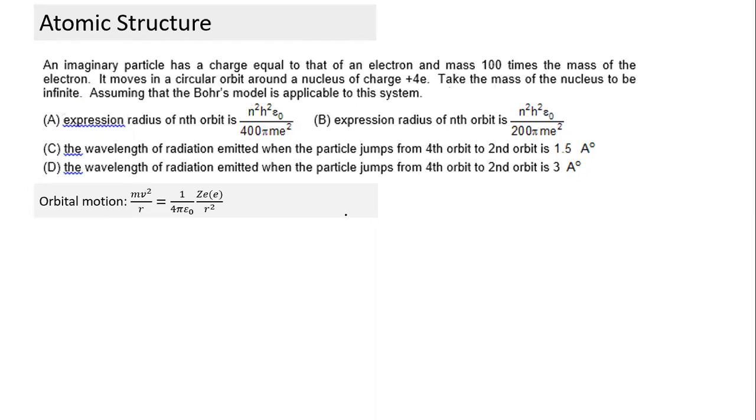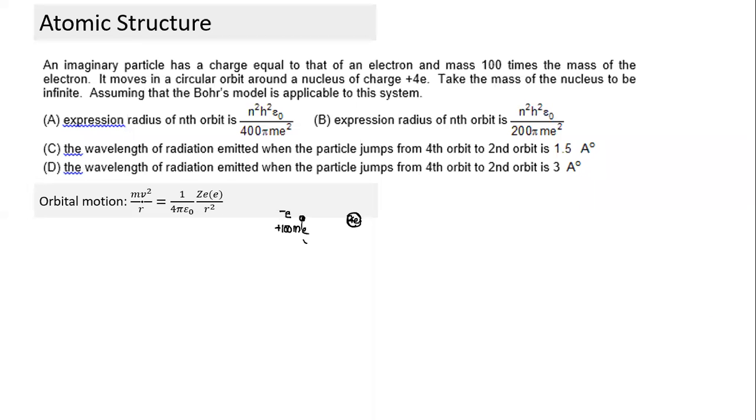What is orbiting here? Let's understand again. There's a nucleus which has charge equal to 4 electron charges, and there's an orbiting object. What is orbiting? Its charge is equal to E, but its mass is 100 Me. So unlike a normal electron in orbital motion, this is a hypothetical object which has the charge of an electron, but mass 100 Me.